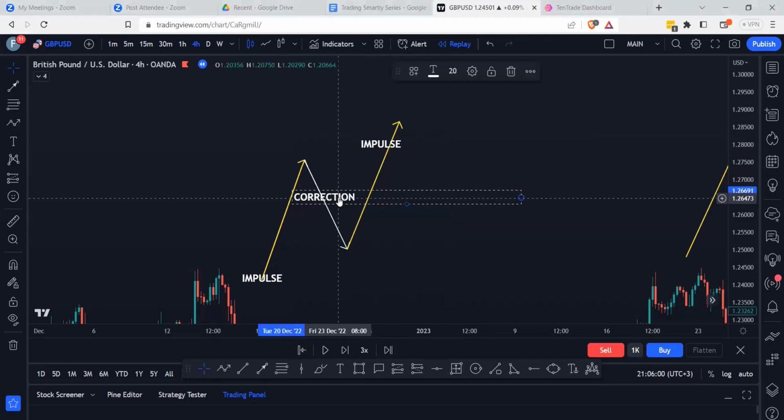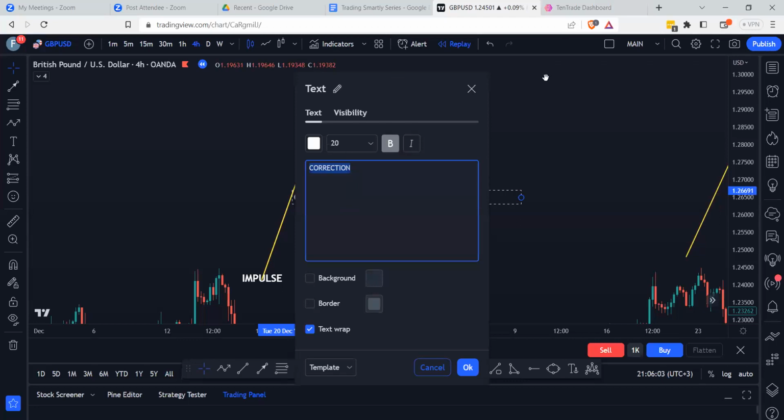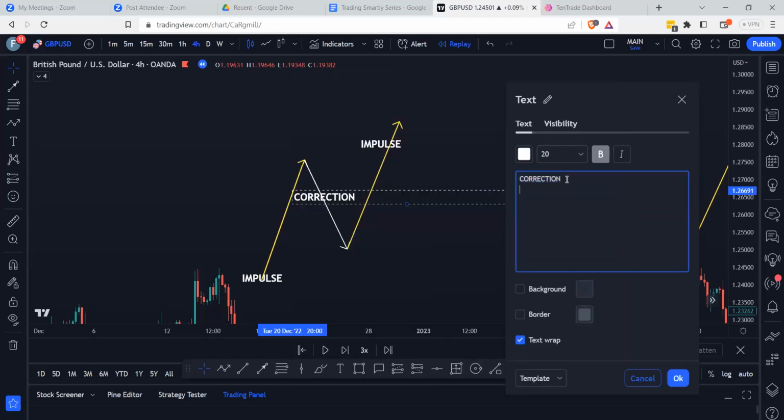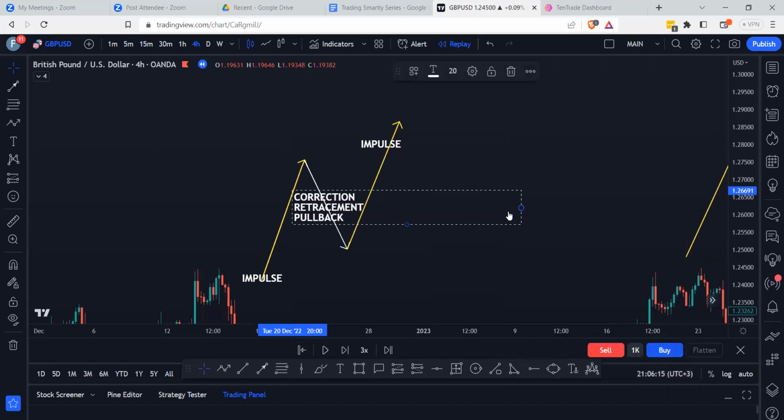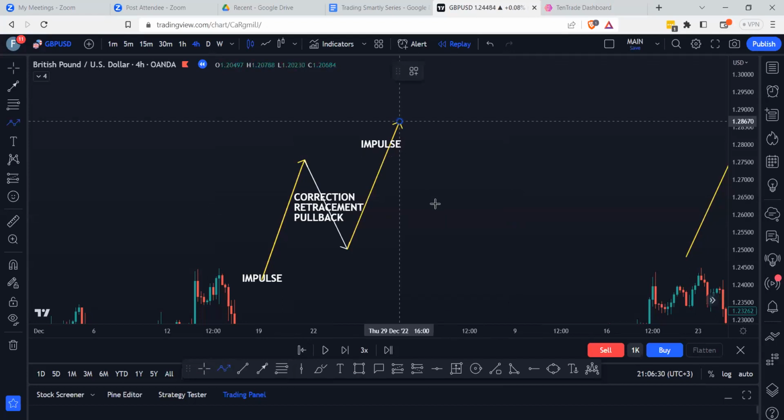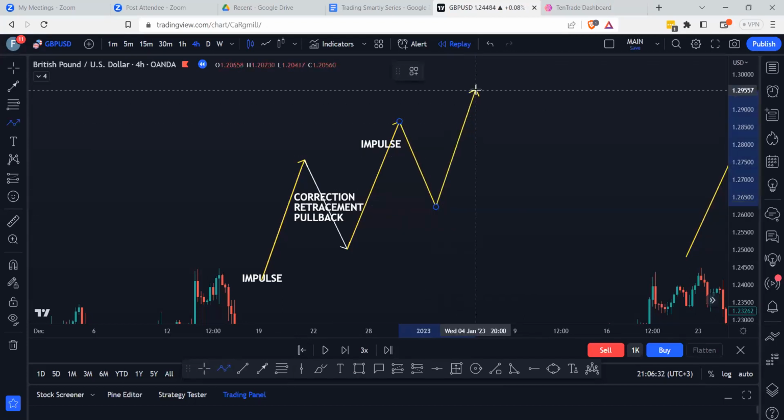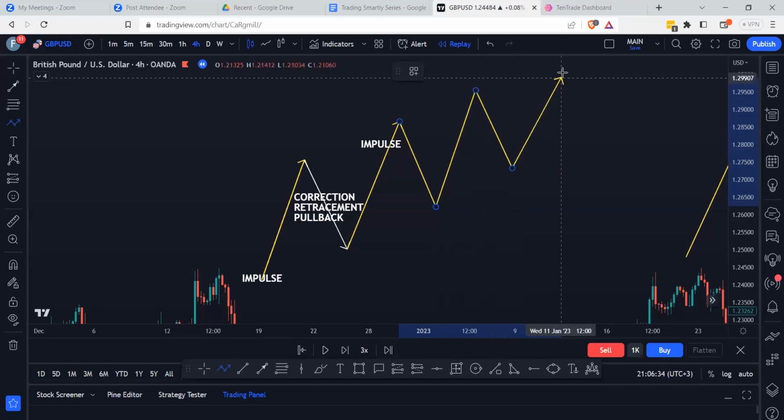You can say retracement, or let's say pullback, whichever one looks best to you. But correction is the right term for it. Okay, that's a corrective phase of the market. Price is correcting. All right. So in an uptrend, price might continue creating corrections, then give you a new impulse, correction, new impulse.